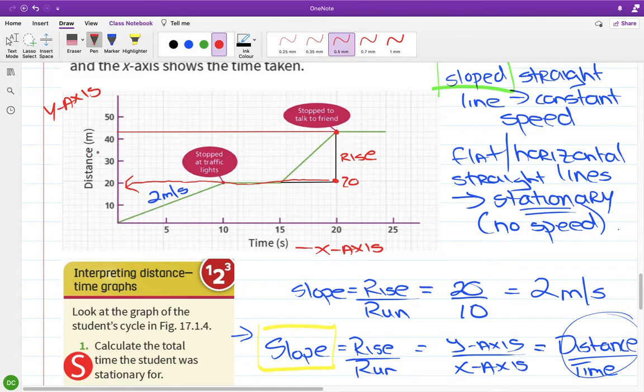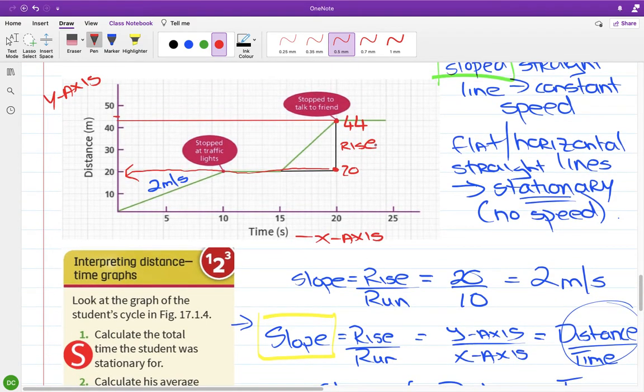It's very hard to read. The lines aren't exact. See, 40, there's 1 box, 2 boxes, there's 3 and a bit boxes representing 10. So it's not ideal. I reckon that's about halfway there. So let's call it 44. Okay, not perfect, but anyway. So the rise there is 24.